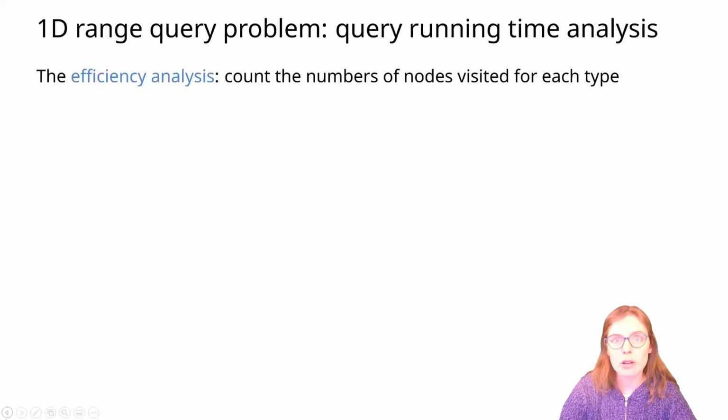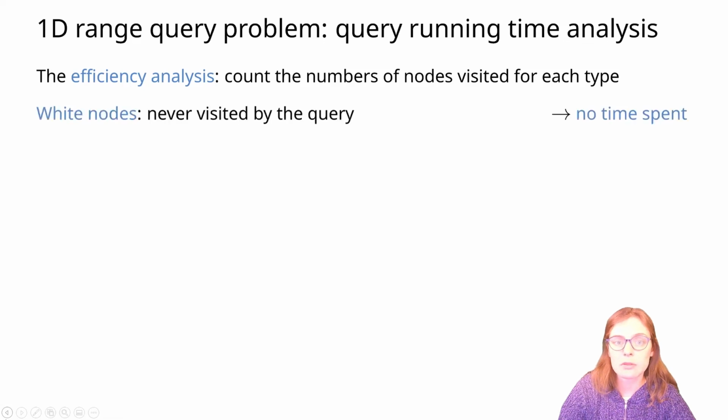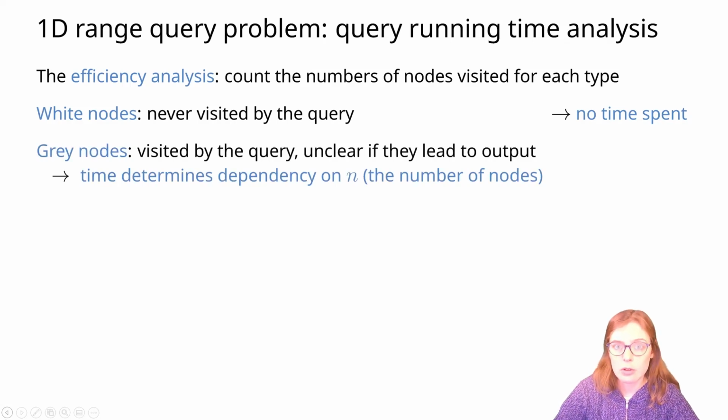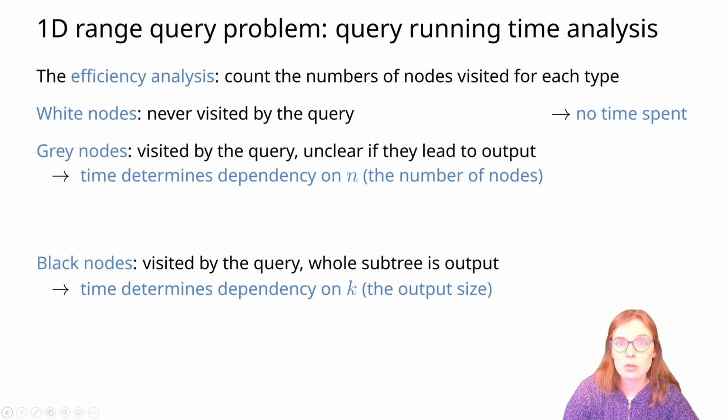We can now formally analyze the running time of this algorithm. All we need to do is count how many nodes of different types we visit and how much work in each node we perform. Again, the white nodes are never visited, and so we don't spend any time. The gray nodes, those that lie in the search paths, are visited, but it is unclear if they lead to a point that needs to be reported or not. And black nodes are simply those that the whole subtree needs to be reported.